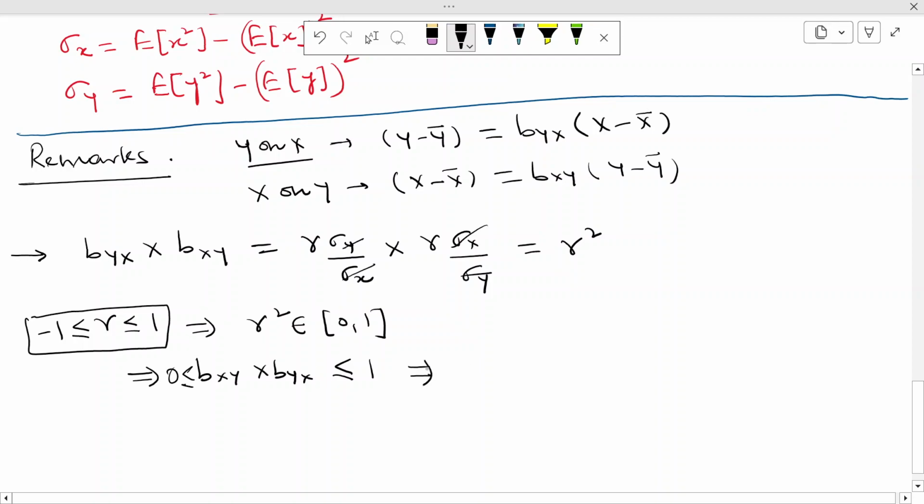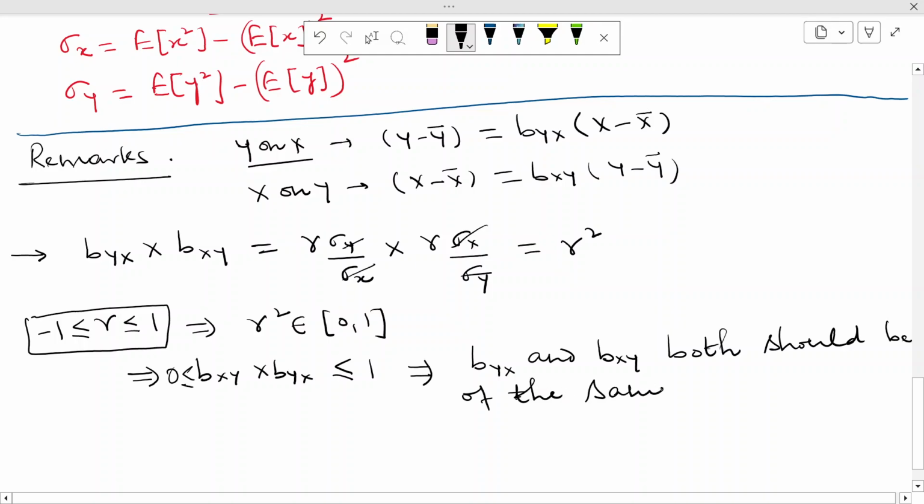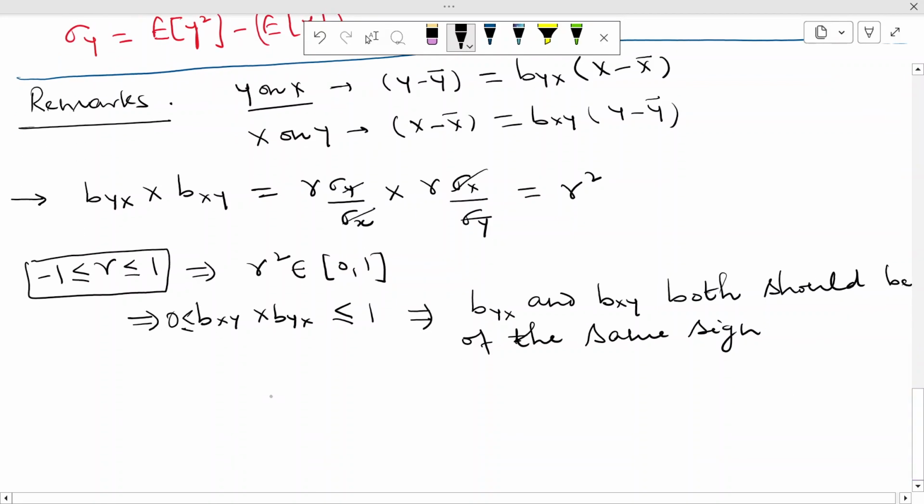So from here you can deduce that byx and bxy both should be of the same sign, meaning either they are both negative or they are both positive, because if they have opposite signs, then this product will become negative, which is not within the given boundaries.